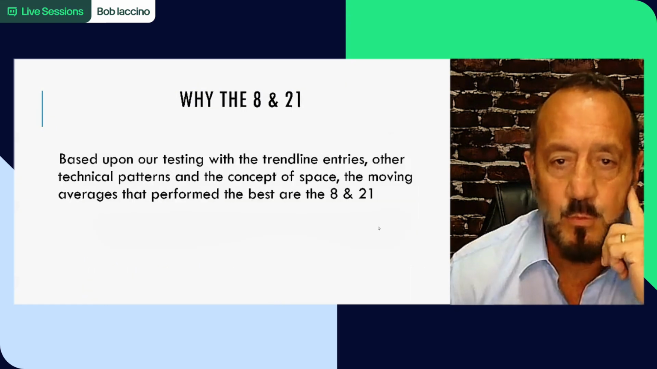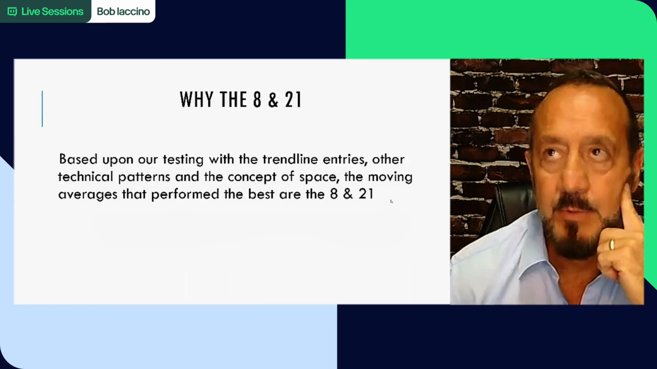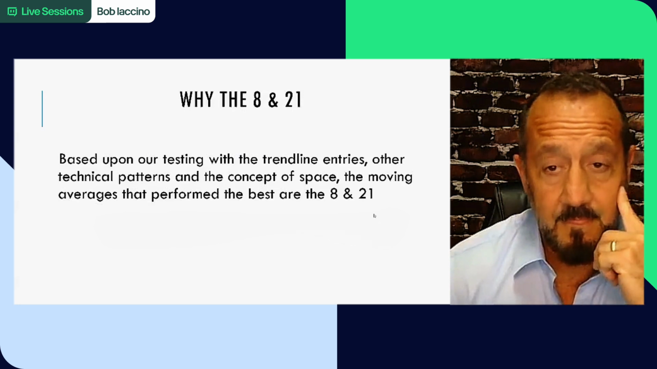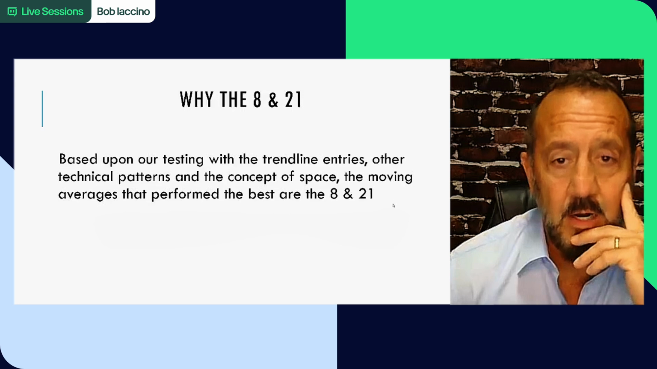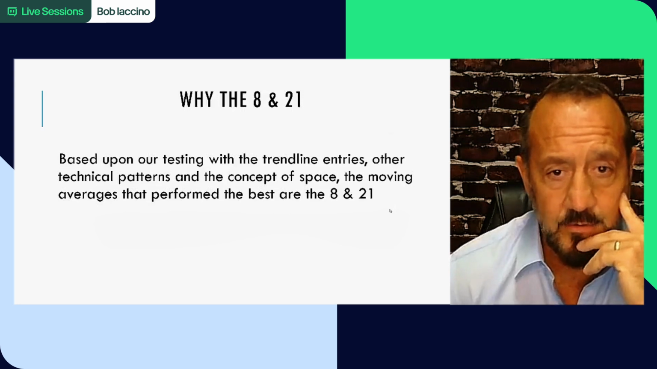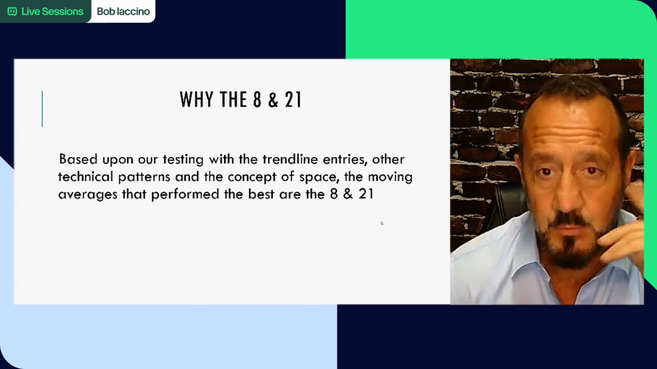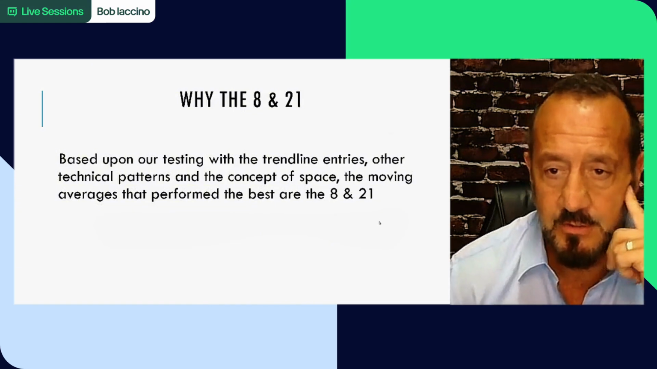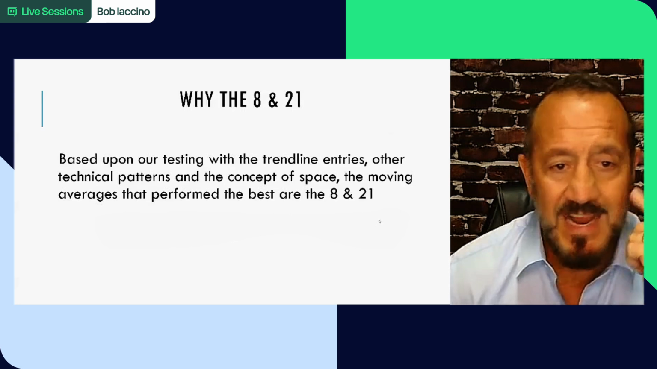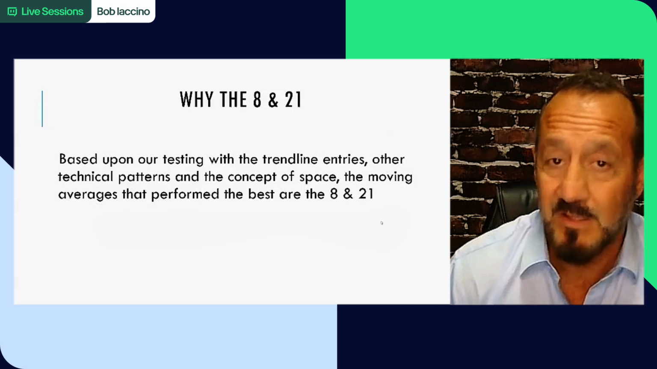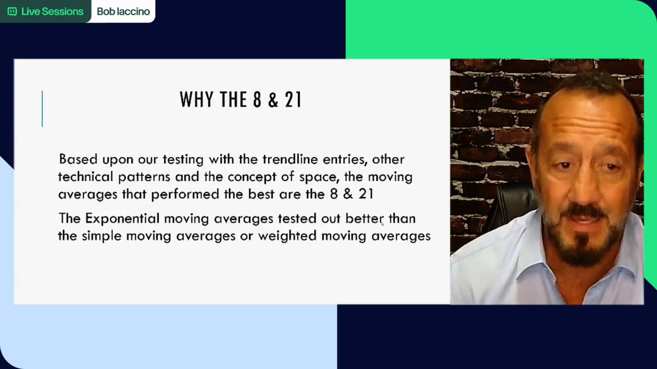Why the 8 and the 21? Anybody asked that already, Badish? I assume they did. Yes, in the previous sessions. Yeah. Based upon our testing with the trend line entries, other technical patterns, and the concept of space, which I talked about last week, I'll show you guys space on a chart in the near future. The moving averages that perform the best are the 8 and the 21. It's really that simple. It tested out better.